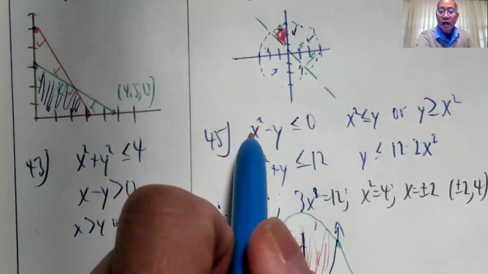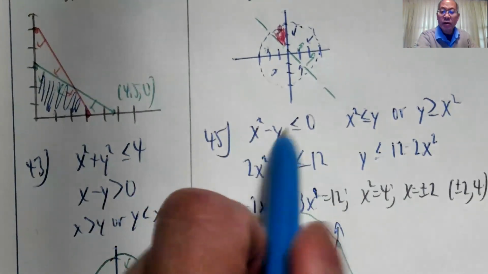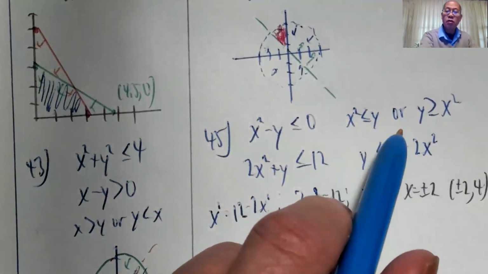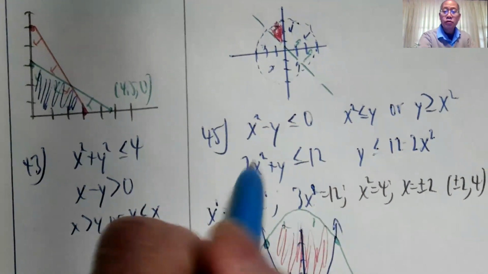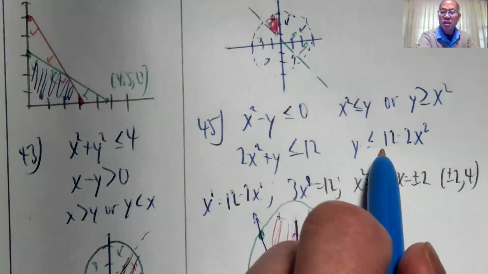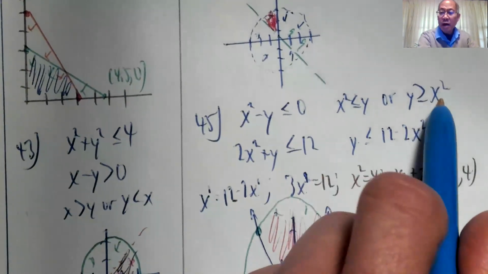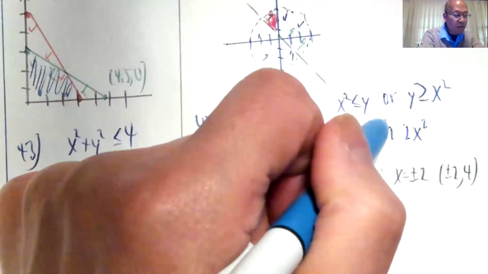Only 45. X squared minus y less than or equal to 0. Add y. X squared less than or equal to y, or y is greater than or equal to x squared. Okay, this one, subtract 2x squared. Y is less than or equal to 12 minus 2x squared. So this is a parabola opening up. This is a parabola opening down.